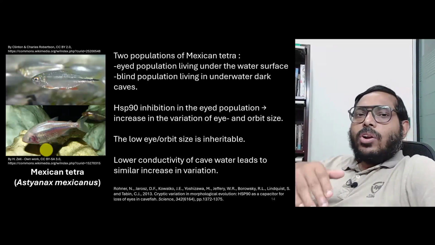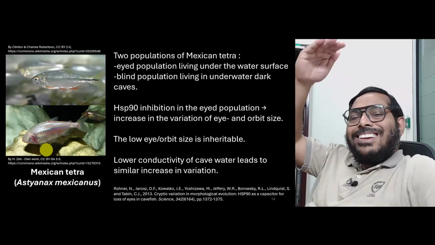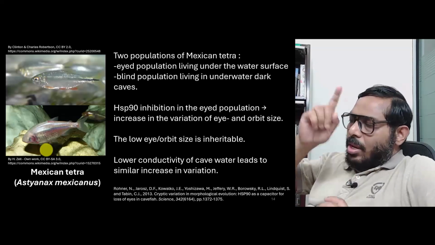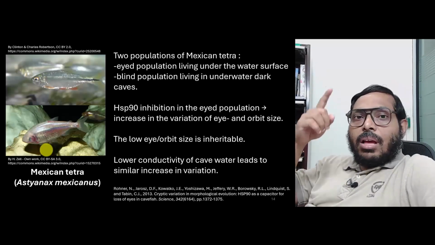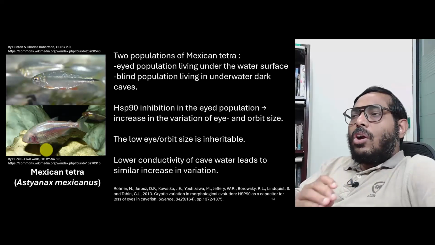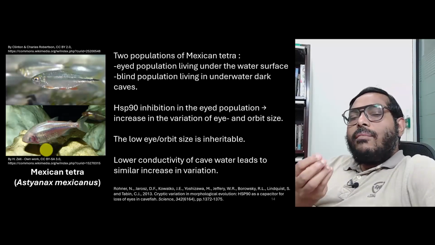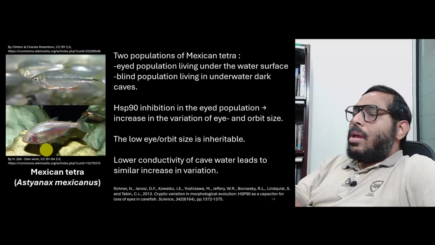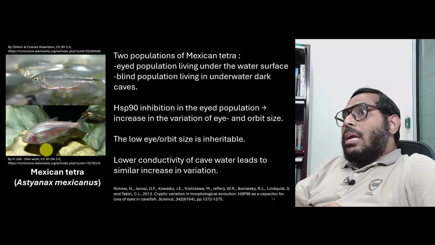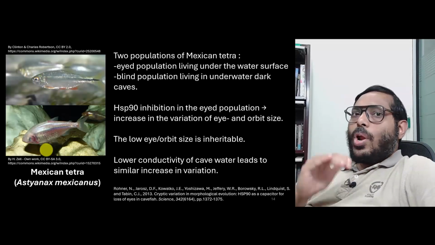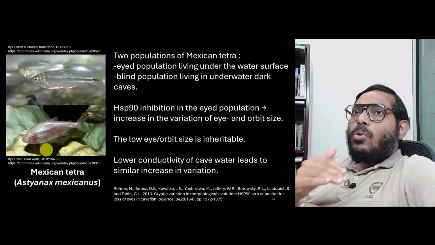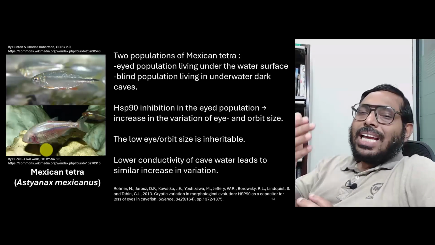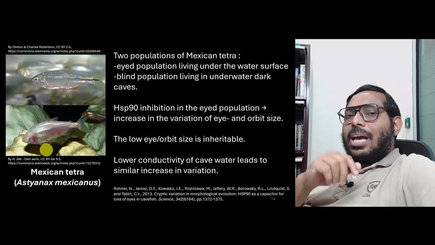In other words, the lower conductivity again increases the variation in the eye size and the orbit size, and there are lots of individuals produced who have very small eyes, very small orbits. Now, of course, the question is: okay, this is leading to the production, but then how are the eyes getting lost? What exactly is happening because of which the eyes are getting lost?